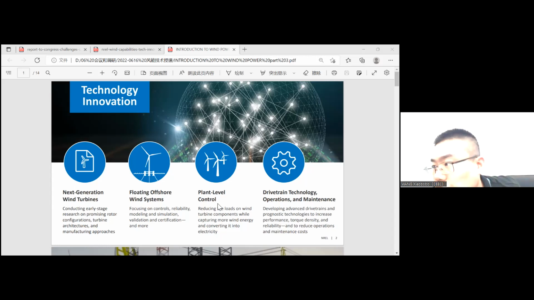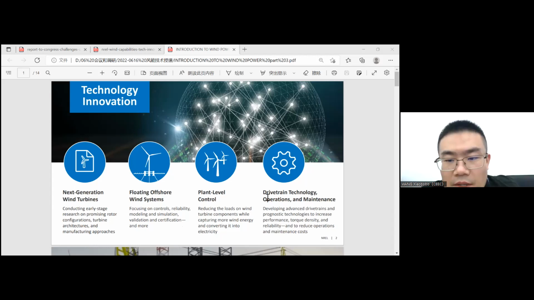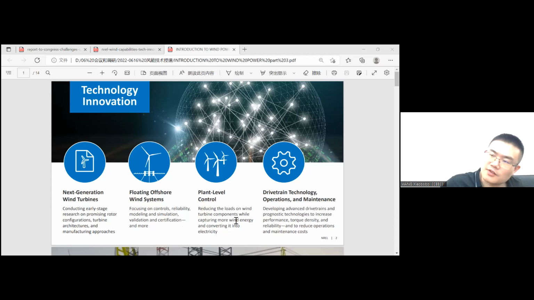And the plant level control: reducing the load on the wind turbine components while capturing more wind energy and converting it to electricity. That's very important to do, so we can even upgrade the existing power plant. And drive train technology, operation, and maintenance: developing advanced drive trains and technology to increase performance and torque density. Mechanical technology will play a more important role in the future.